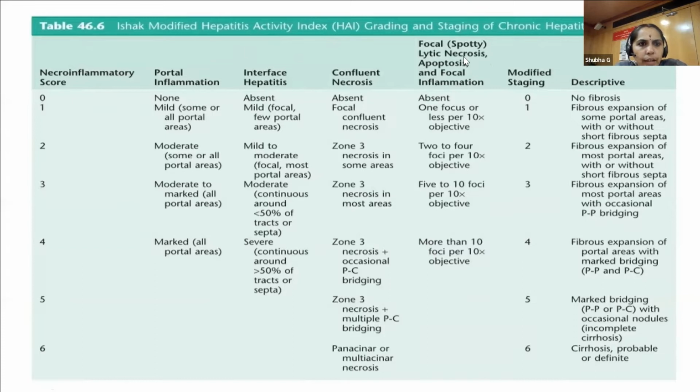So these are graded. For portal inflammation, we have 4 points. For interphase hepatitis, 4, confluent necrosis, 6, and spotty necrosis, 4. So total of 18 points. So based on what we see in the histopathological aspect of the biopsy, we give a grading out of 18.